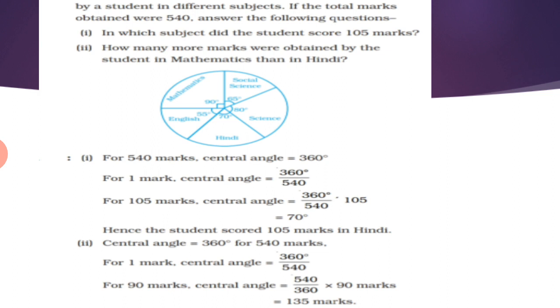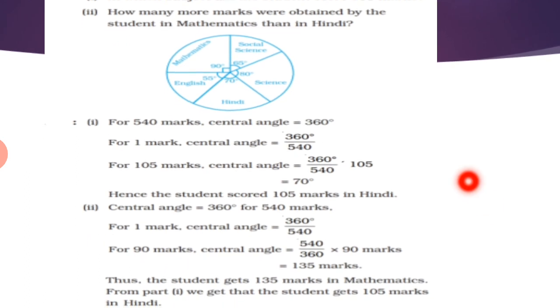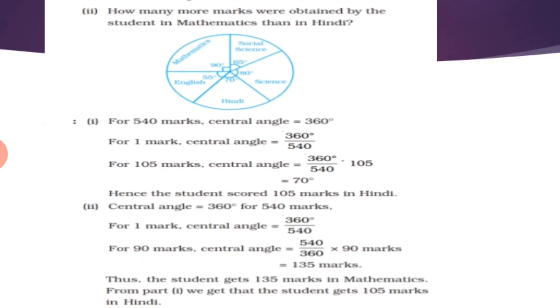In which subject did the student score 105? Now look at where is 70 degree. 70 degree is Hindi. So your answer will be Hindi. Hence the student scored 105 marks in Hindi.